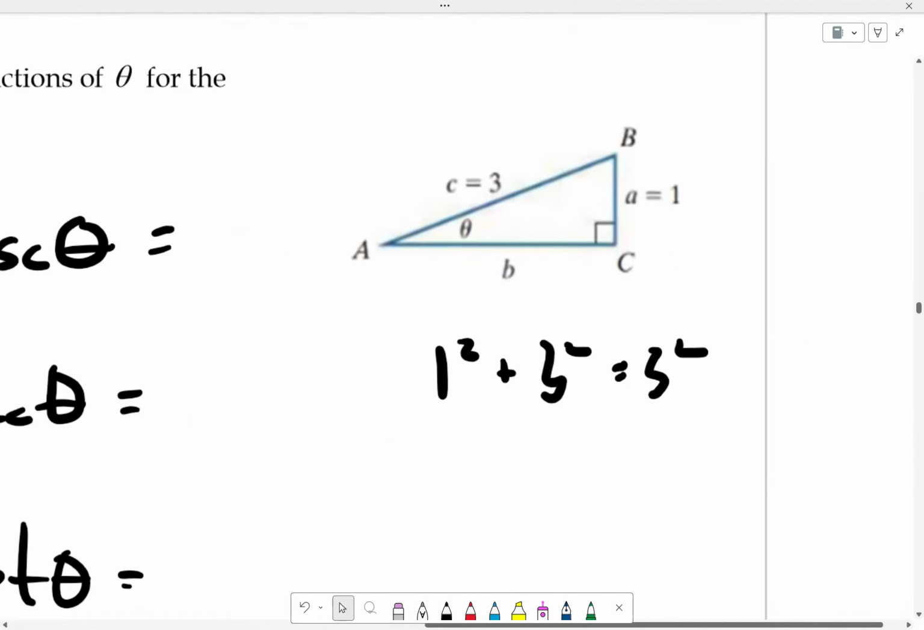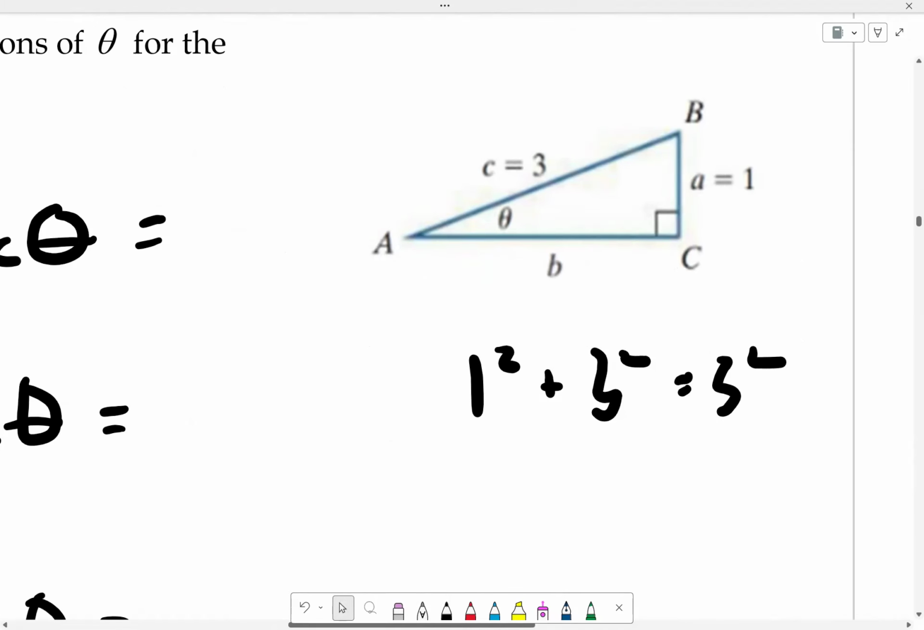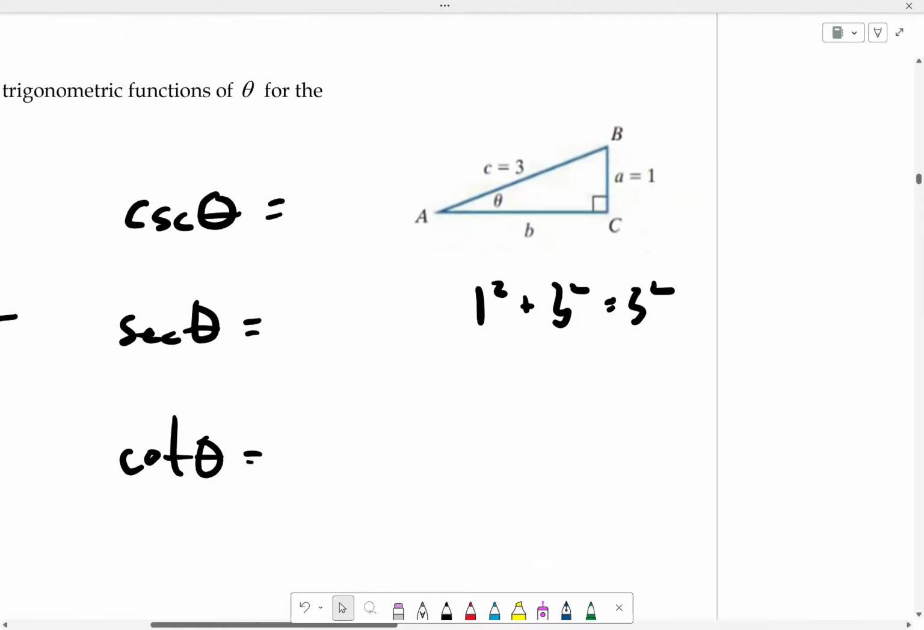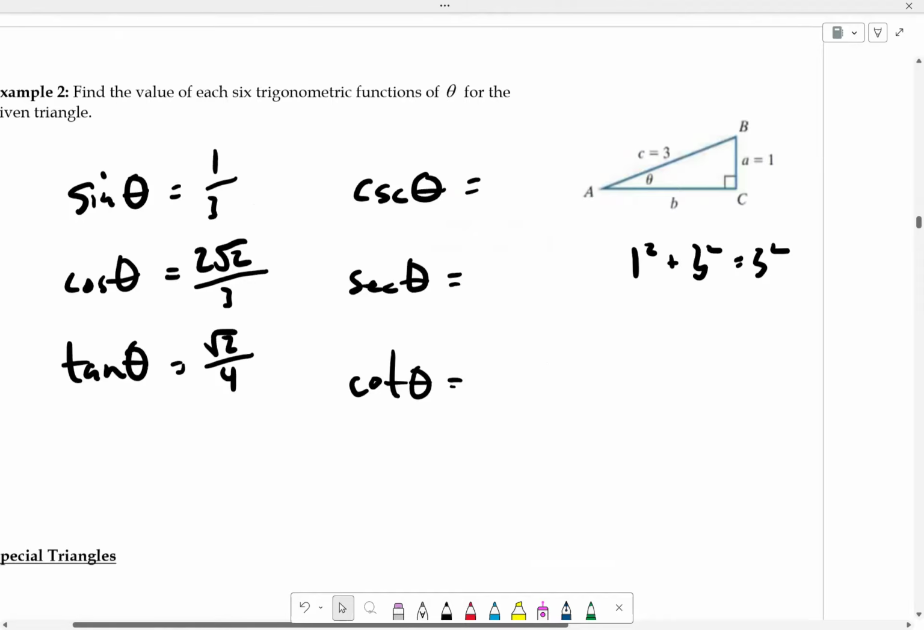When I said this is a 1, 2, 3 triangle, that is a joke. What's wrong with the numbers 1, 2, and 3 for a triangle? Yeah, the sum of any two sides has to be greater than the third side. Good catch, Liv. Would you please show me the cosecant of theta?